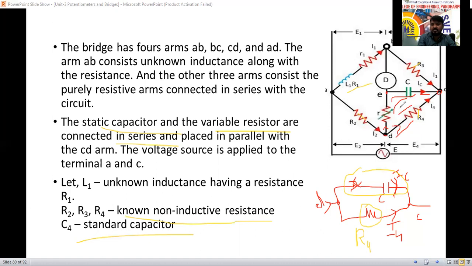Here the variable resistance we have used, and this is the unknown resistance. We can call that one. These two are the unknown. Some value of the resistance is connected here now. That is also a known value. We are going to call that one.